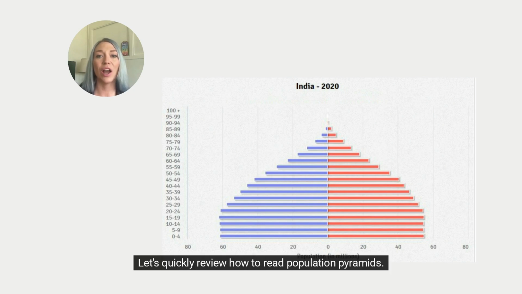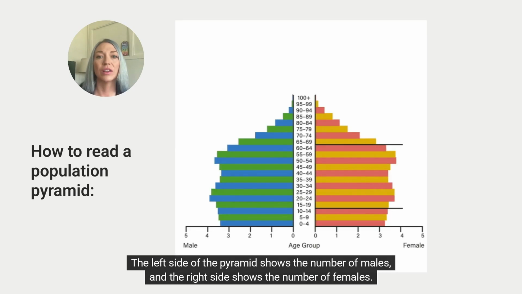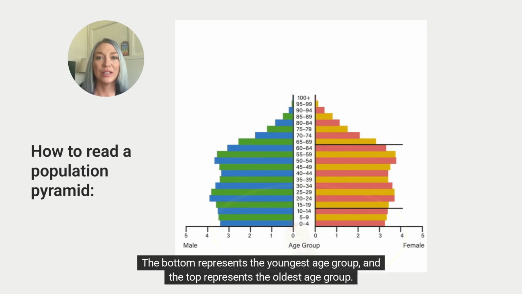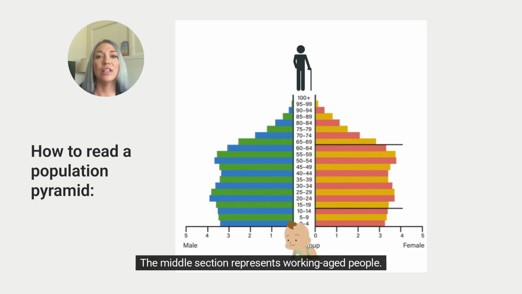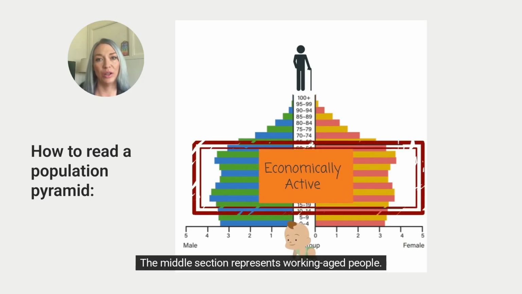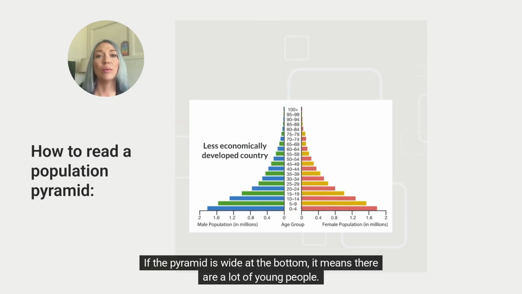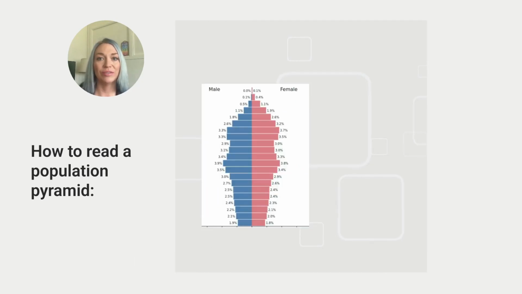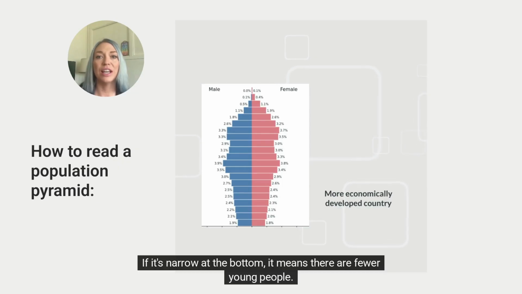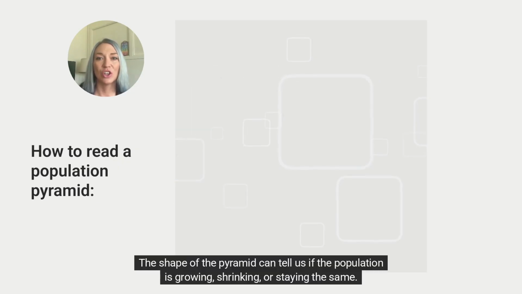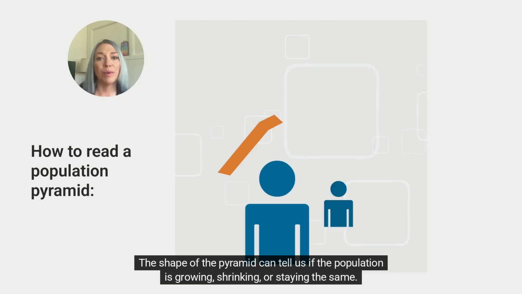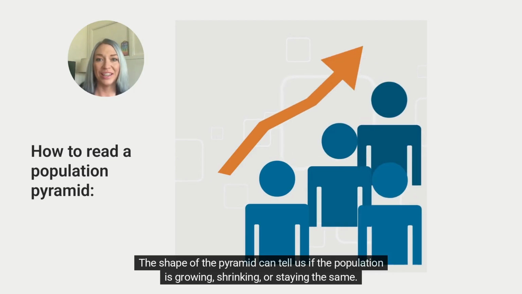Let's quickly review how to read population pyramids. The left side of the pyramid shows the number of males and the right side shows the number of females. The bottom represents the youngest age group and the top represents the oldest age group. The middle section represents working-aged people. If the pyramid is wide at the bottom, it means there are a lot of young people. If it's narrow at the bottom, it means there are fewer young people. The shape of the pyramid can tell us if the population is growing, shrinking, or staying the same.